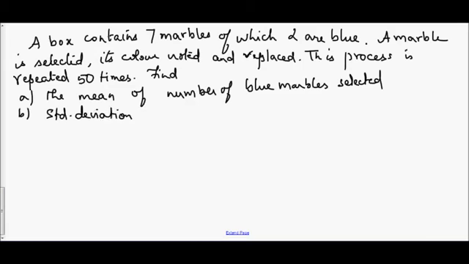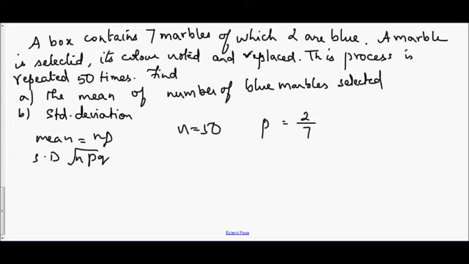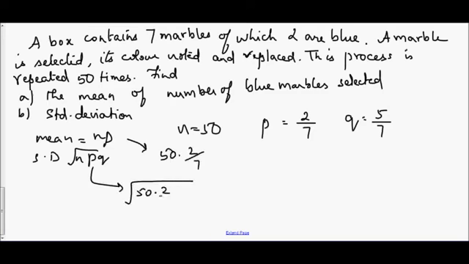So the question is, find the mean of the number of blue marbles selected and the standard deviation of the number of blue marbles selected. We know that the mean is equal to np and the standard deviation is the square root of npq. So n is 50 here, and p is selecting a blue marble, where you have 2 blue marbles out of a total of 7 marbles. So it is 2 over 7. Therefore q would be 5 over 7. It's easy to substitute here. np would be 50 times 2 over 7, and the standard deviation would be the square root of 50 times 2 over 7 times 5 over 7, and you can simplify and get the answer for that.